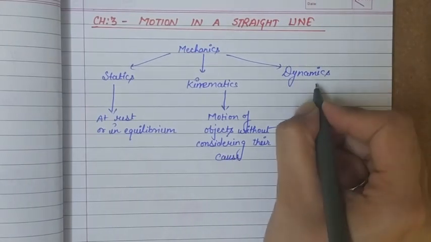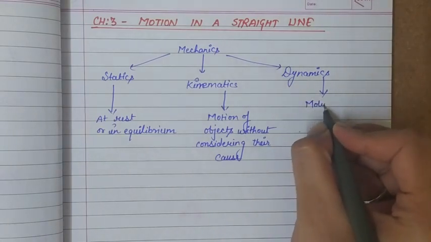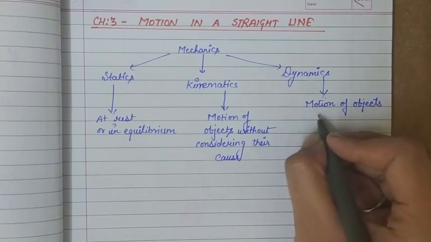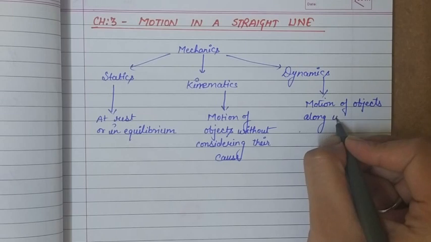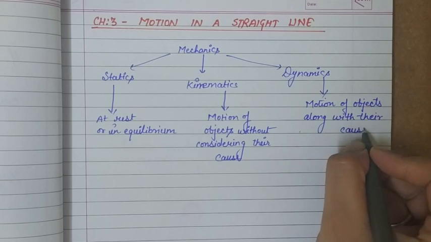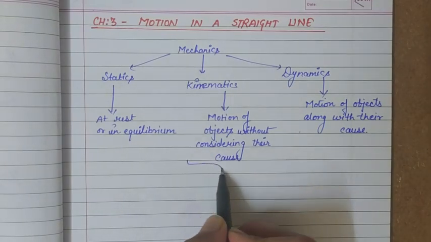The last one is dynamics. In dynamics we also study motion of objects, but this time we consider their cause also. So we study motion of objects in dynamics along with their cause. We also study the cause of motion in dynamics, while we only study the motion in kinematics without considering its cause. So mechanics is divided into three main categories, and we are now dealing with kinematics.